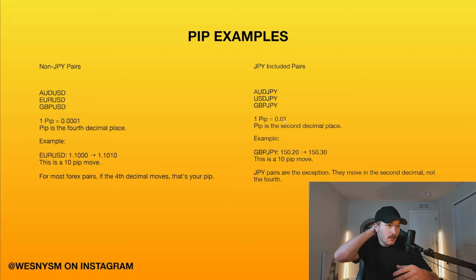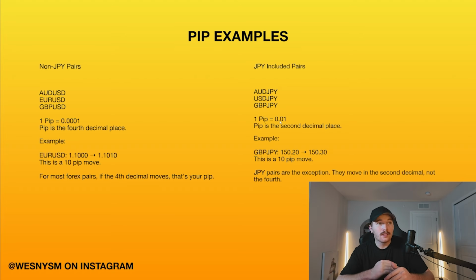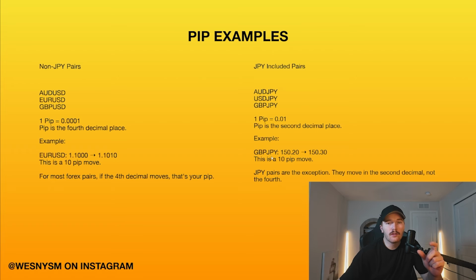So on USD/JPY, GBP/JPY, I don't think there are really any other JPYs you might trade, maybe CAD/JPY, but for the most part, any JPY pair, it's going to be the second decimal place. So if you wanted to go down a pip, it would be 0.00 from 0.01. If you wanted to go up a pip, 0.02. Now, if we wanted to calculate that same 10 pip move like we did in the first example, let's say we have GBP/JPY at 150.20 and we wanted a 10 pip move to the upside, we'd go to 150.30. Guys, JPYs are just an exception.